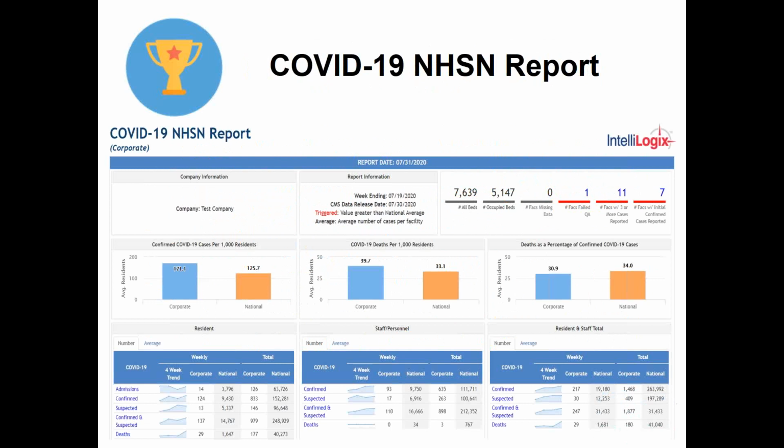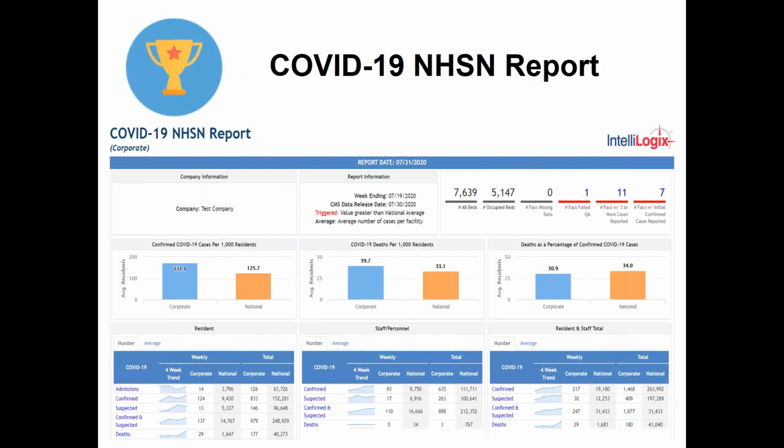This is one such report that is going to basically take the CMS data release. It'll give you the date of the data release as well as the week ending period and compile that information up at a corporate level that is then drillable down to other levels as well. At the facility level, it would show not just the facility's rates. Again, the cases per 1,000 residents is extrapolated from the CMS data, which shows the facility rate, the county rate, the state rate, and the national rate to allow you to compare your performance to all 3 of those comparative values.